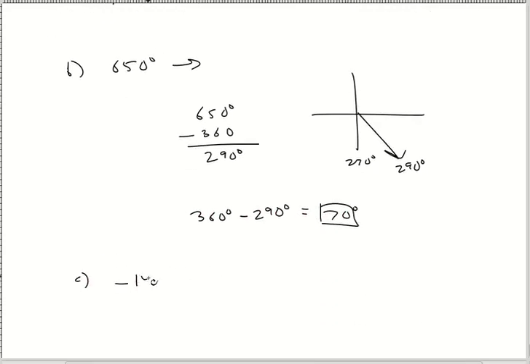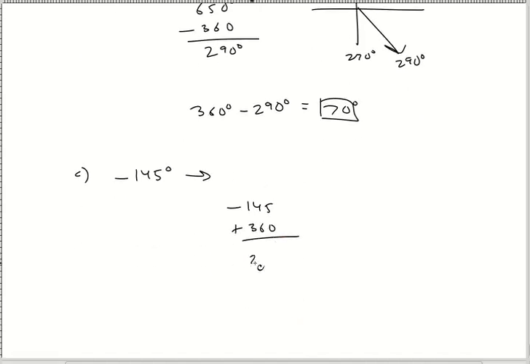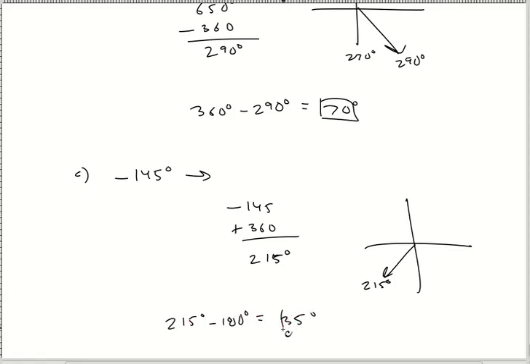Last one, negative 145 degrees. First off, it's not even in my first rotation. I need to do something to that, so I'm going to add 360. Negative 145 plus 360, and I got 215 degrees. 215, if you do the math, is somewhere down over here. So then I'm going to use that formula, 180. Oh, whoa, I'm sorry, wrong formula. 215 minus 180, and I got 35. Okay, cool.